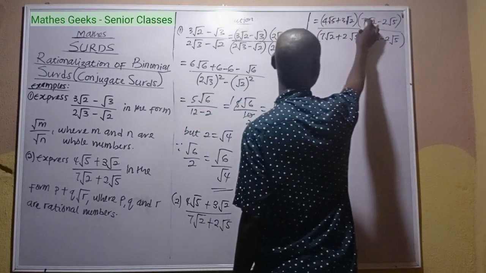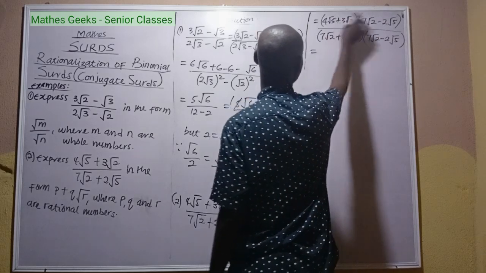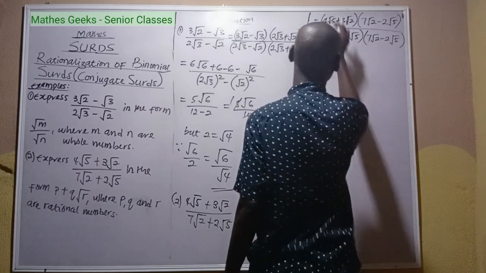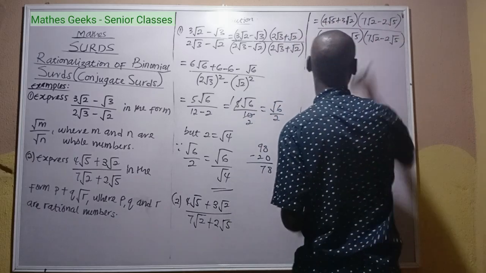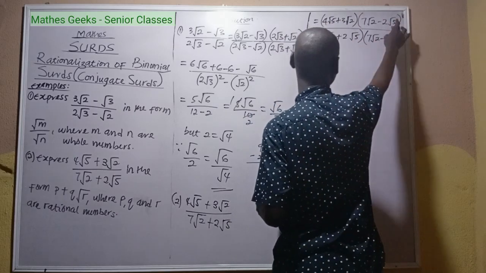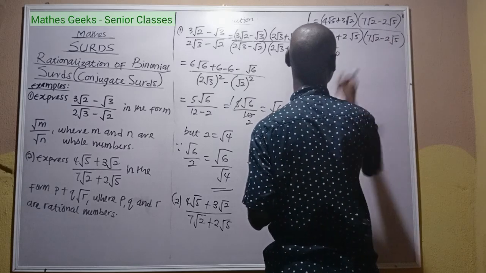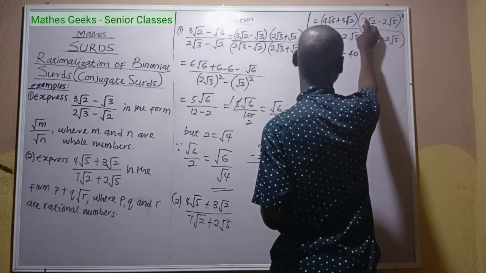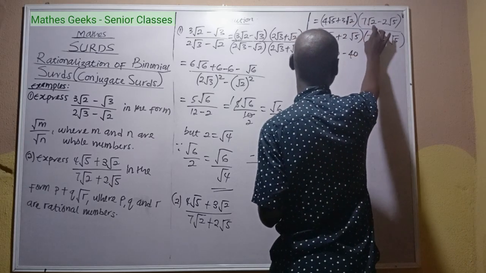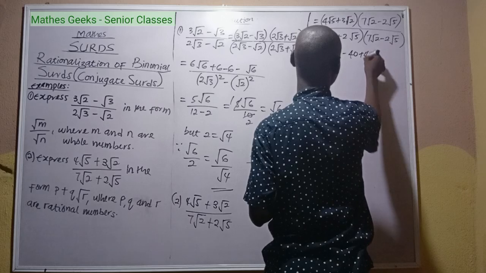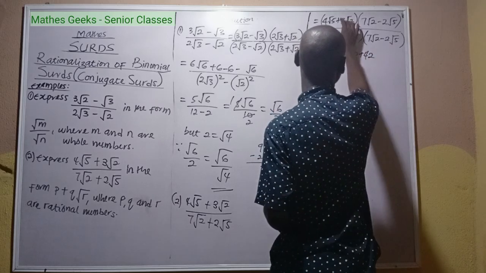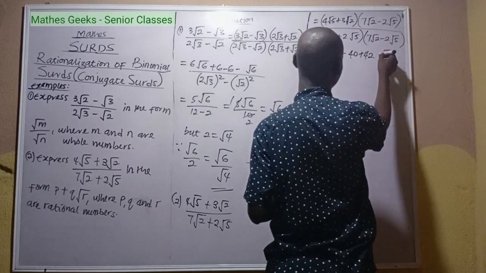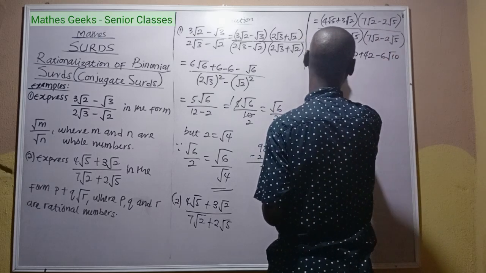So 4 times 7 is 28. Root 5 times root 2 is root 10, so 28 root 10. 4 times minus 2 will give us minus 8, and root 5 times root 5 gives 5, so 5 times 8 gives minus 40. Plus 2 times 7 is 14... plus 21, root 2 times root 2 is 2, so 2 times 21 gives plus 42. Plus 3 times minus 2 is minus 6, root 2 times root 5 is root 10, minus 6 root 10.